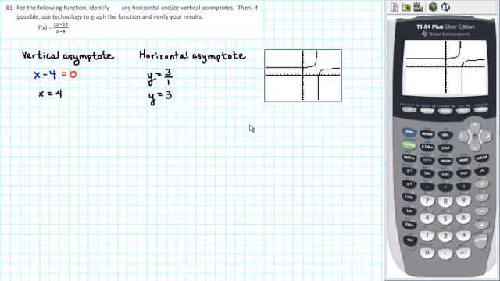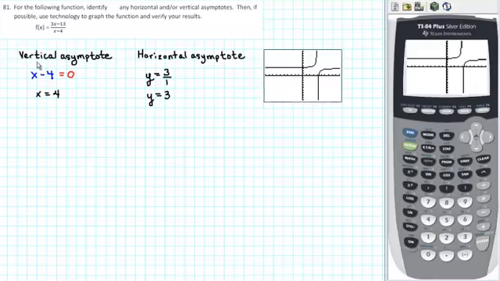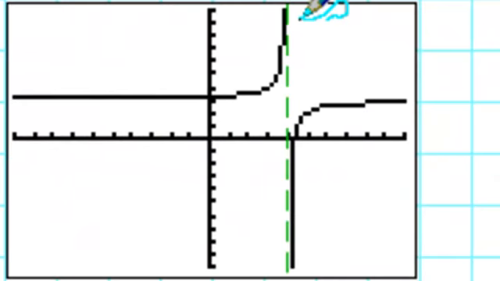Let's first of all check and see if it seems reasonable that x equals 4 is a vertical asymptote. When we draw a vertical line at x equals 4, we see that the function increases without boundary to the left and decreases without boundary to the right. This means that f(x) approaches infinity as x approaches 4 from the left, and f(x) approaches minus infinity as x approaches 4 from the right.